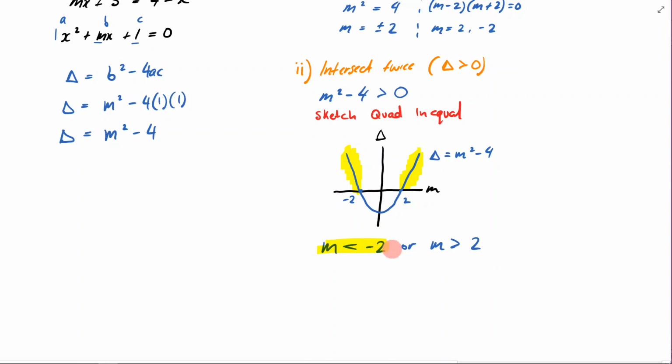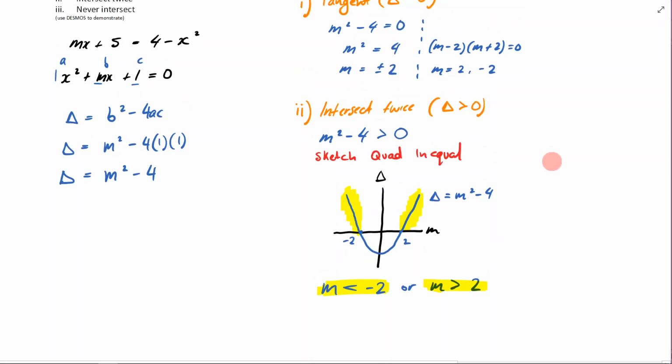There it is. And there it is. I should also highlight that and put a box around them.